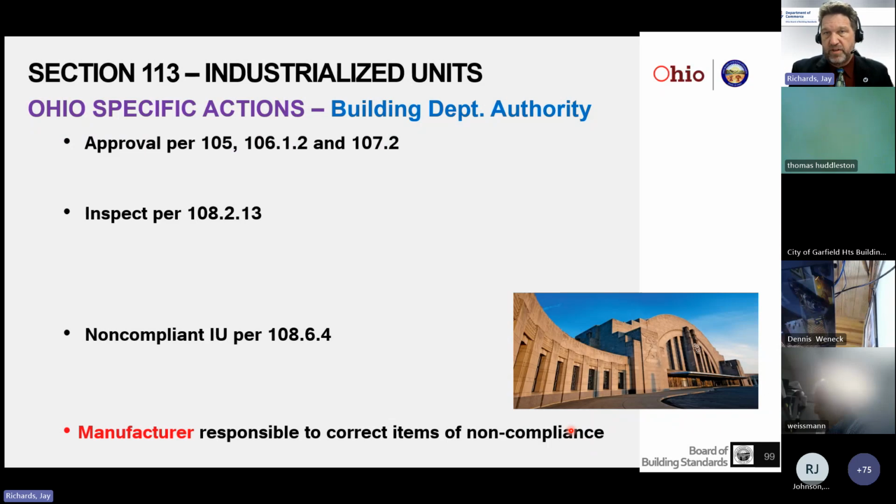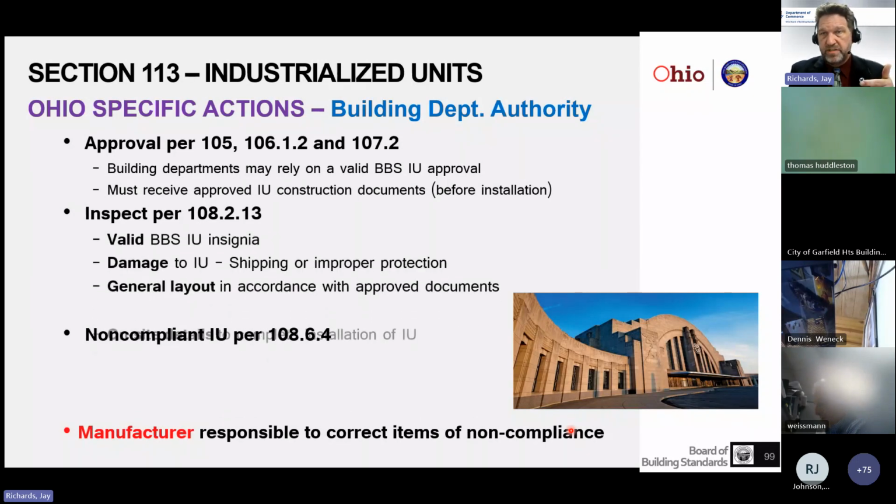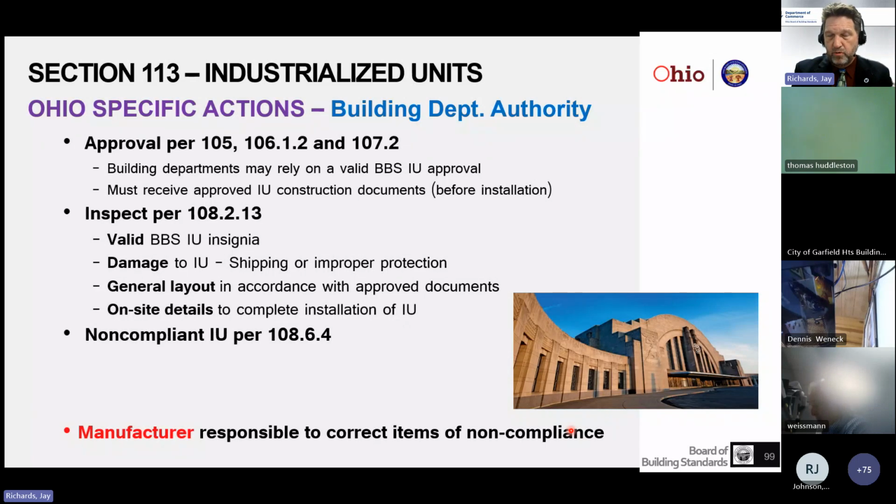But the building department does have authority, and there are references made in 105, 106, 102, and 107.2 relative to the owner's responsibility to notify the building department that they are making use of industrialized units. That needs to be shown in the construction documents. The building department needs to receive a copy of the approved industrialized unit construction documents before that unit arrives at the site, so that the local building department knows the scope of it and what they're going to need to inspect.